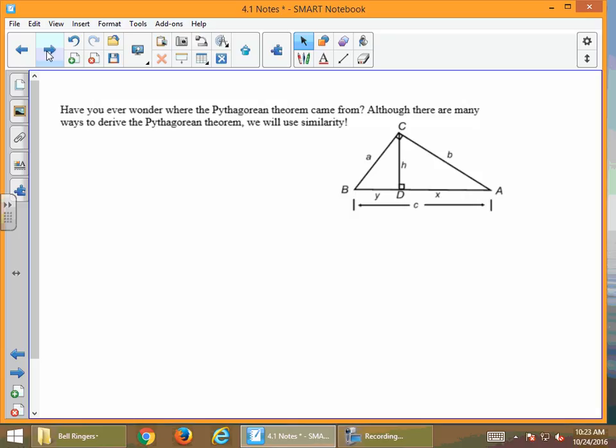There are different ways of deriving, or proving, where it came from. We're going to use similarity, exactly what we did in the last unit. Just hang tight. You'll be okay. Follow along with what we're doing. Make sure you get it down. You're going to do just fine. Okay? Little triangle and big triangle. You know there's a big right triangle here. Triangle ACB.